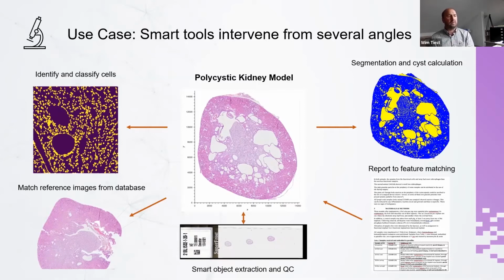Actually, it all starts from a digitized slide. That's what you see in the bottom of the screen. You have a slide with a number of specimens being put up in being state. The digital flow really starts with smart object extraction.